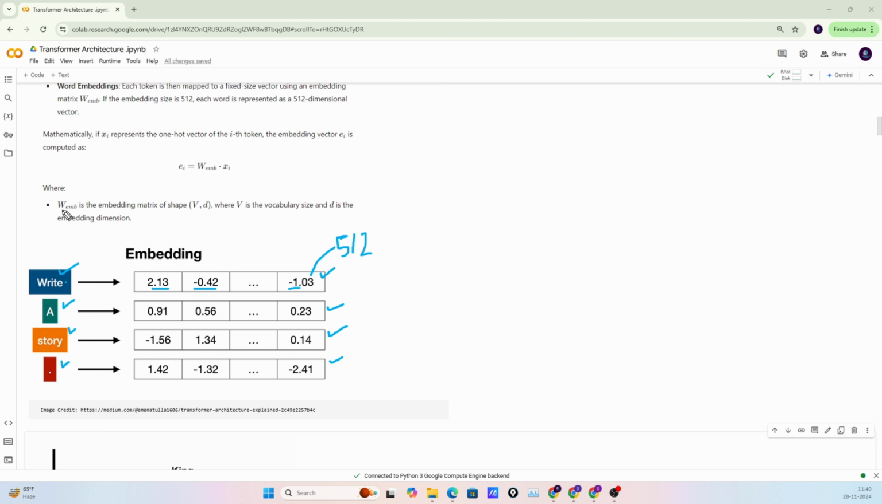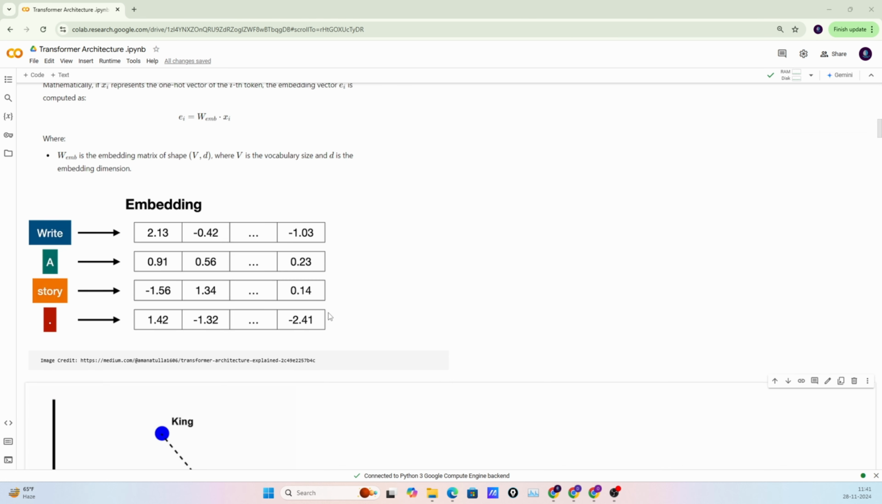If we talk about the overall shape of the embedding matrix, D is the dimension of the embedding and V is the size of the vocabulary. In this case, our vocabulary size is 4, and for example the dimension size is 512, then this matrix would be 4 by 512. This is the size of the vocabulary, this is the dimension size. This way we generate our word embedding in a transformer.